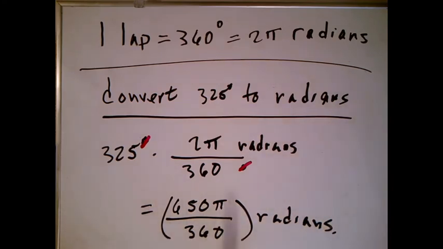Now 360, that's about 1900. 1900 over 360 is about 5. So I'm thinking this is about 5 radians, putting us in the 3rd quadrant someplace. And 325 degrees is in the 3rd quadrant someplace. But that's as hard as it gets to convert degrees to radians and radians to degrees.